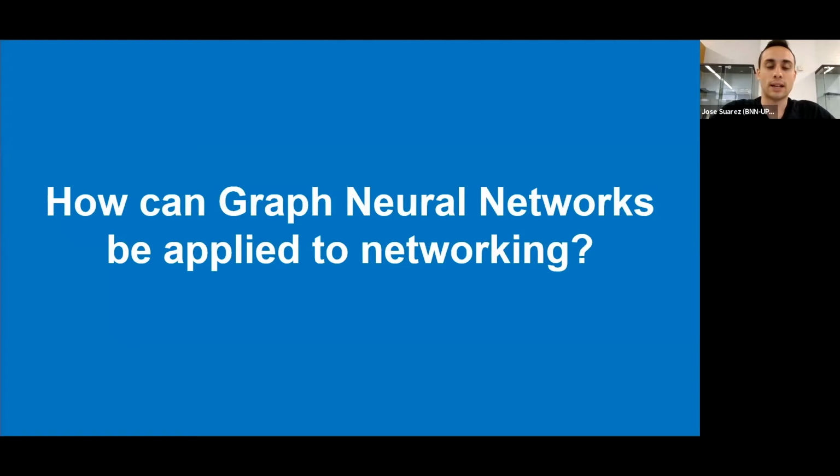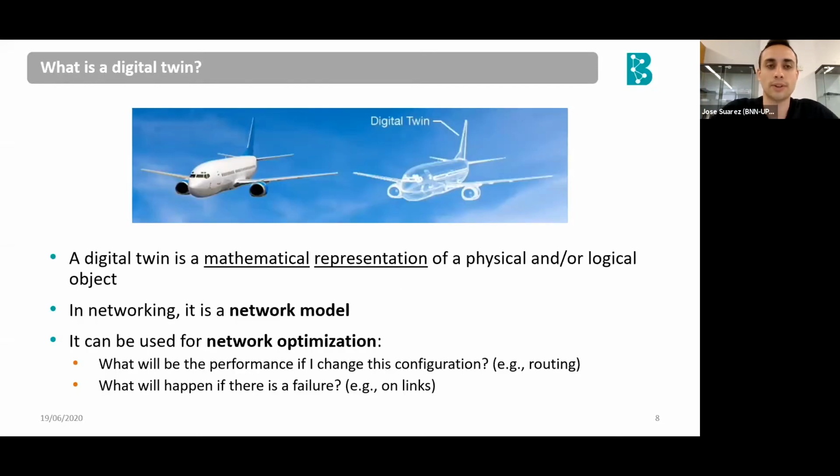So now I would like to introduce how graph neural networks can be applied to many different networking problems. First of all, I would like to introduce the concept of a digital twin. So basically, what is a digital twin? A digital twin is a mathematical representation of a physical or logical object. For example, in this image, you have an example of what would be a digital twin of a plane.